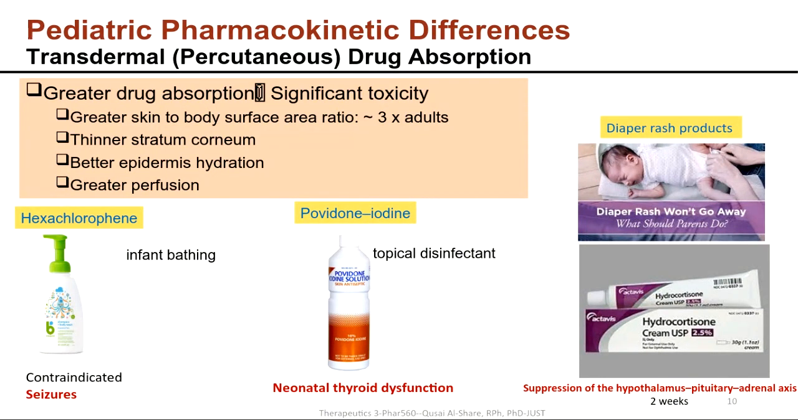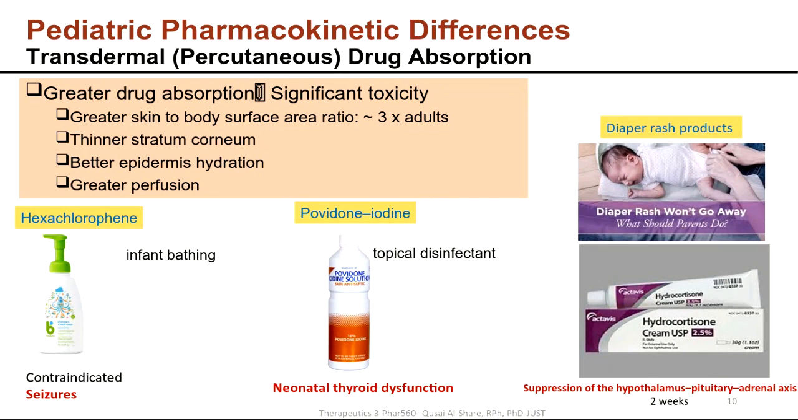They have a greater skin to body surface area ratio. It's around 3 times the adult. So they have a wider surface area, and this is known. If you have a wider surface area, when you apply something topically, then you will have a greater absorption. Number 2, they have a thinner stratum corneum. That layer of the skin is very thin. Then you expect that when you apply topically, absorption will penetrate in more quantities or faster or easier.